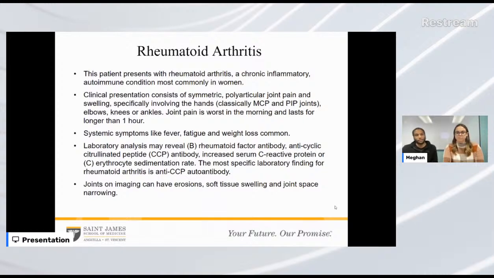On the imaging of joints of a patient with rheumatoid arthritis, like I said, the erosions are kind of one of the big giveaways, just because you do have those antibodies destroying your joint space. Joint space narrowing, which is common for just arthritis in general, and soft tissue swelling as the surrounding tissues can be affected.